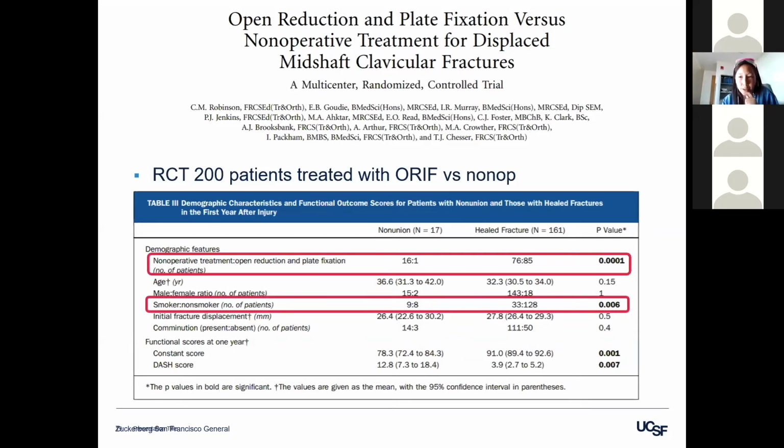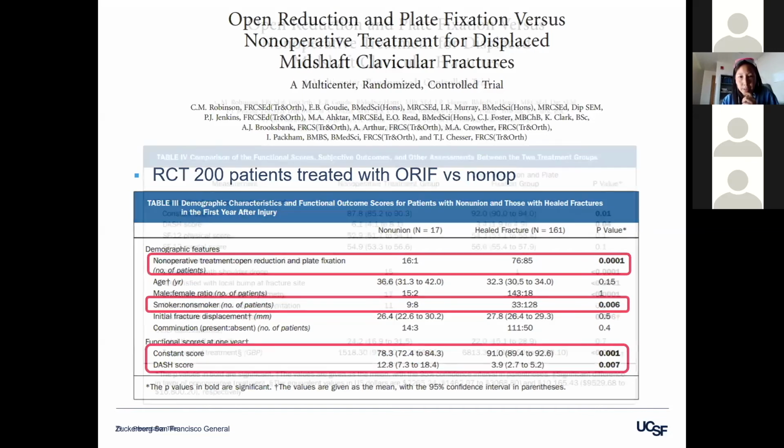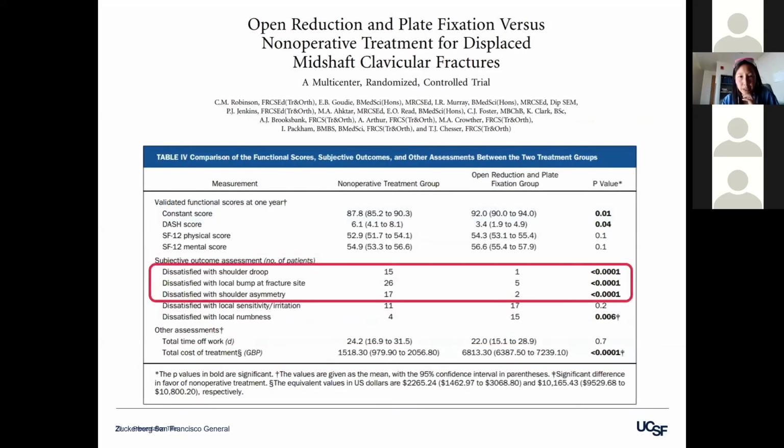This is one study showing that smoking is also associated with non-union of clavicle fractures. Just for the sake of time, I'm going to keep going.